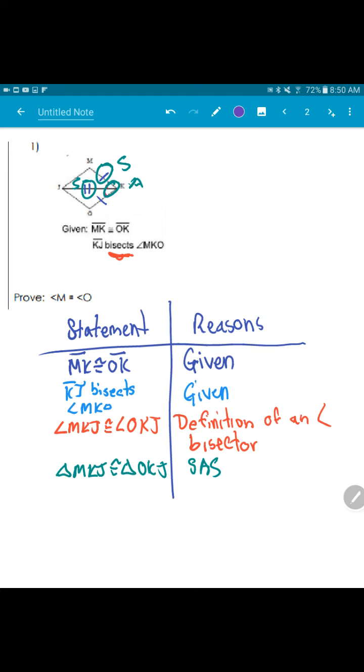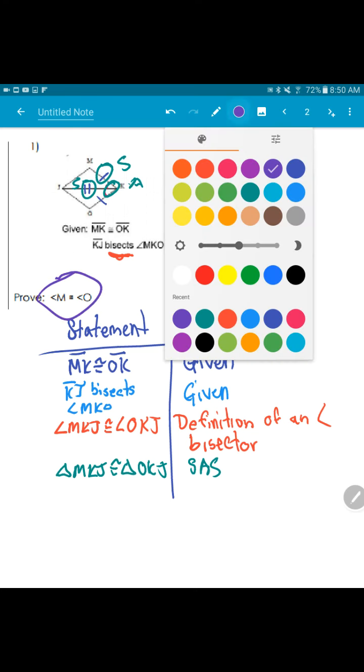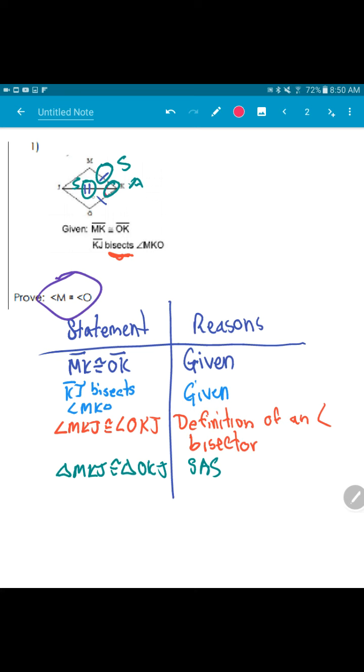Now knowing that the two triangles are congruent, we want to prove that angle M is congruent to angle O. So we're talking about these two angles right here. I'm just going to label them with two markers on them. We know now that they have to be congruent because the triangles are congruent, so we just need to write a statement about it. Angle M is congruent to angle O, and our reason is CPCTC.